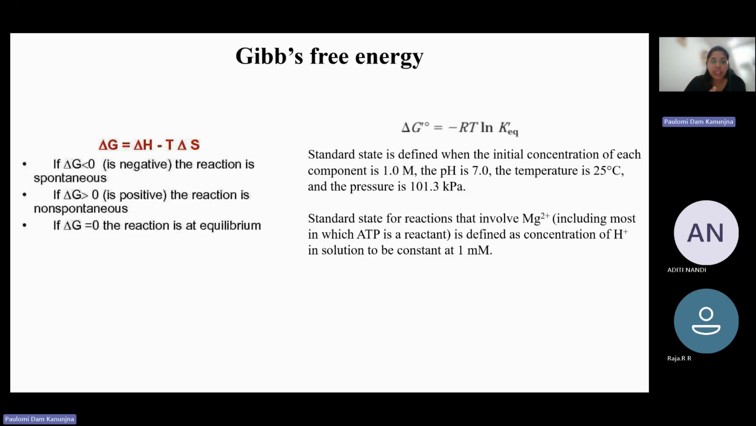So your delta G, as it says here, if it is negative, it is spontaneous. If it is positive, which is greater than zero, then it is non-spontaneous. And if it is zero, then it is at equilibrium, right? Now, how do you come to this delta G being negative? The factors which are incorporated into this are delta H minus T delta S.